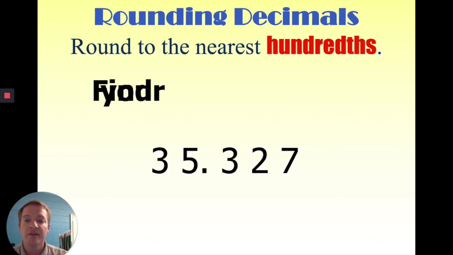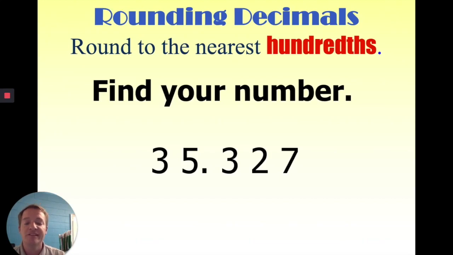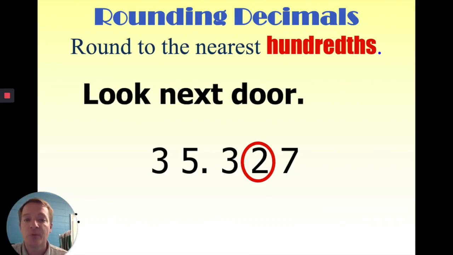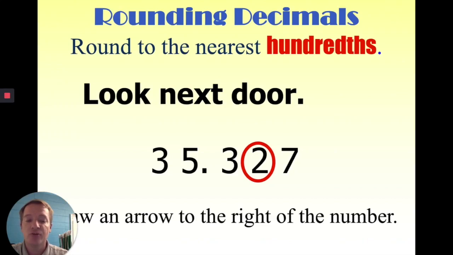Okay, round to the nearest hundredths place. Let's think about it. Find our number. Which one of these is our hundredths place? You should have circled the 2. Okay, now we look to the number next door, if you remember that. So we're going to look next door. So if we draw an arrow next door, that number is 7.